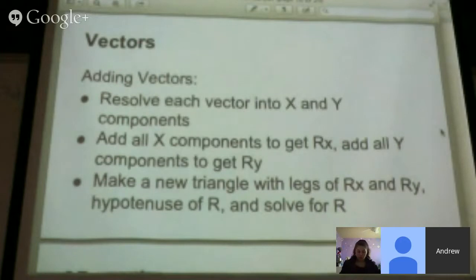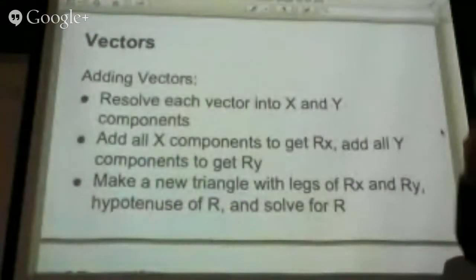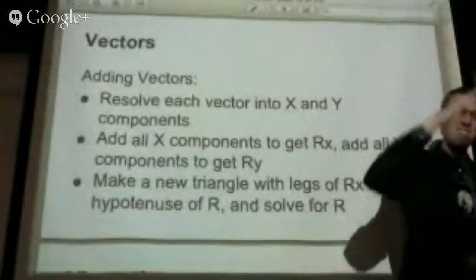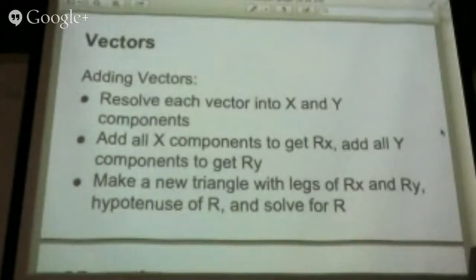For vectors, the big thing we did with these was add vectors together. Adding vectors isn't the same as just adding numbers. We have 10 miles to the north and then 5 miles to the east. It's not just 15 miles northeast. We have to do the triangle stuff, make a right triangle. So we go north and then we go east, and then our overall vector is a diagonal. It's the hypotenuse of that triangle.